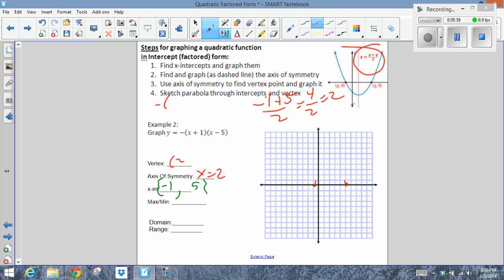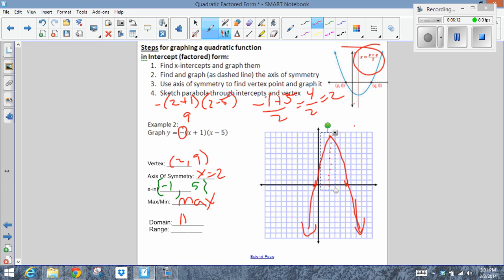Then I have negative (2 plus 1) times (2 minus 5), and that's going to give me a 9. So I have (2, 9). So over 2, 1, 2, 3, 4, 5, 6, 7, 8, 9. And draw my parabola. Okay, and this then, since it's opening down, which I would have expected since it had that little negative there, is going to have a maximum.